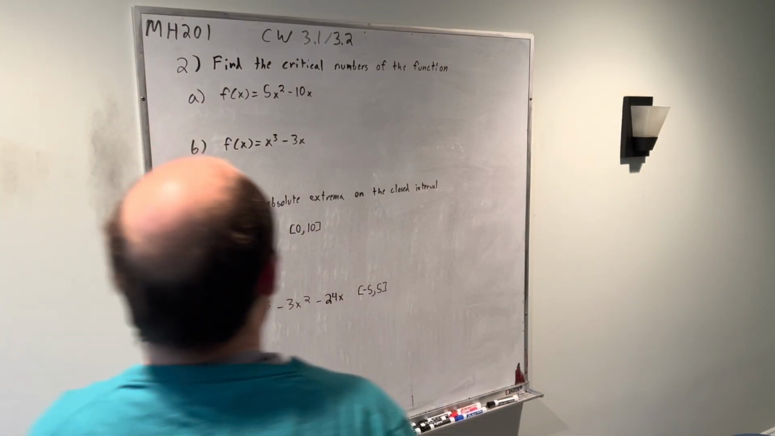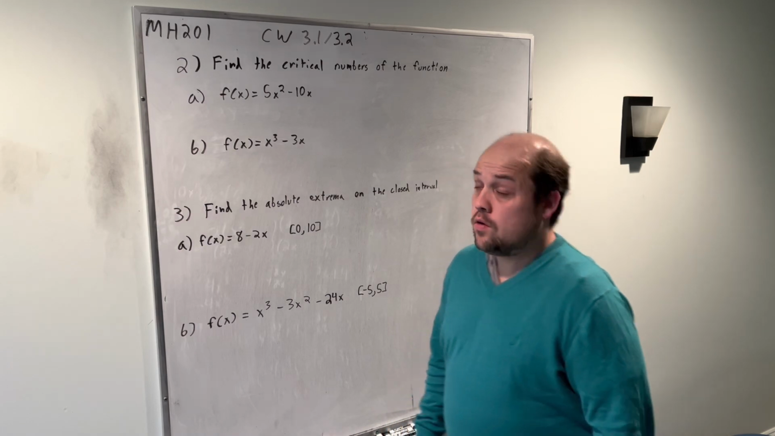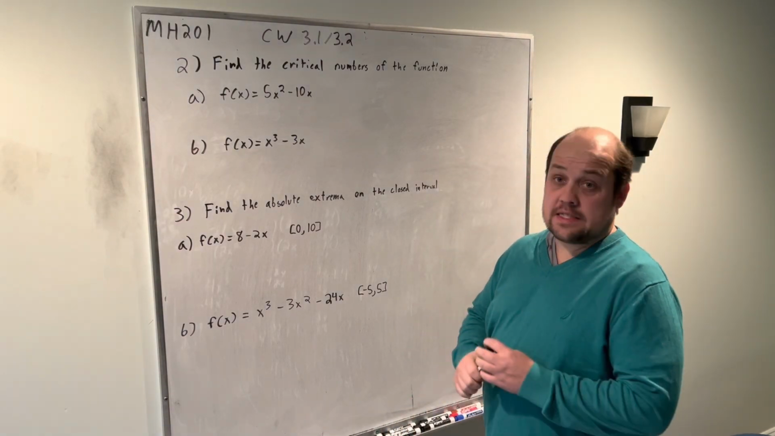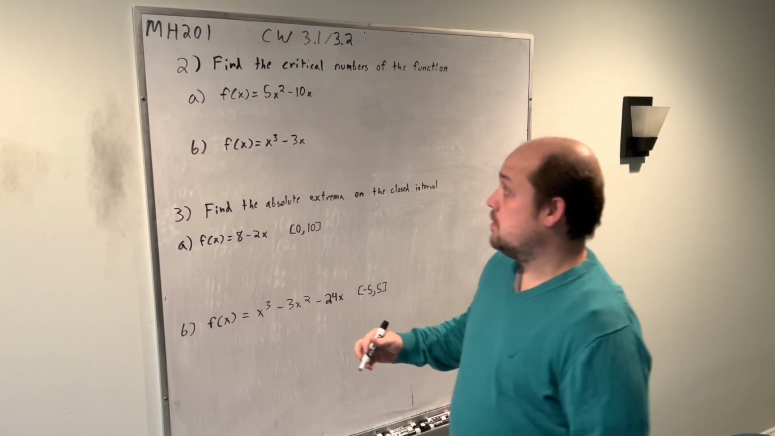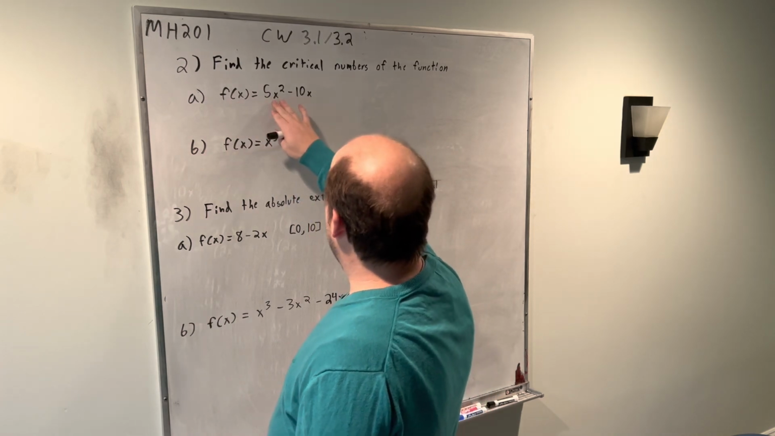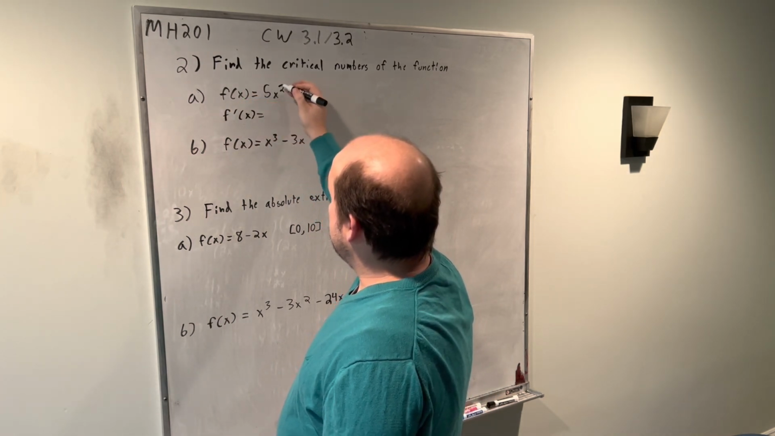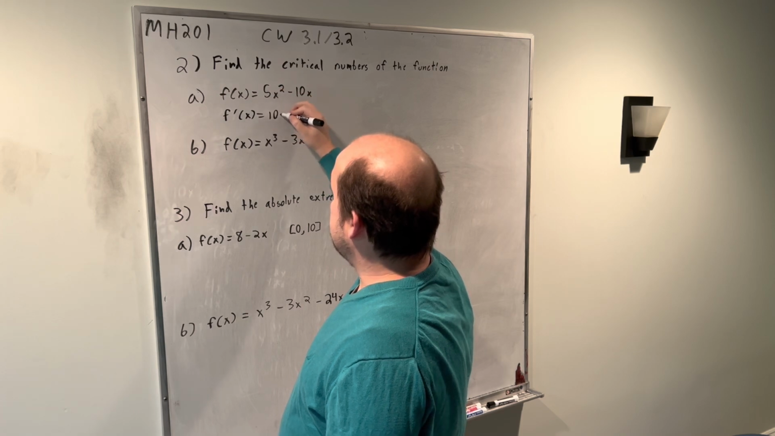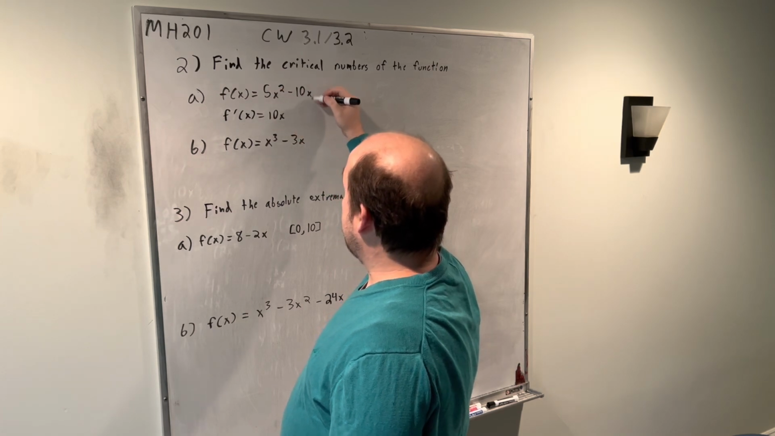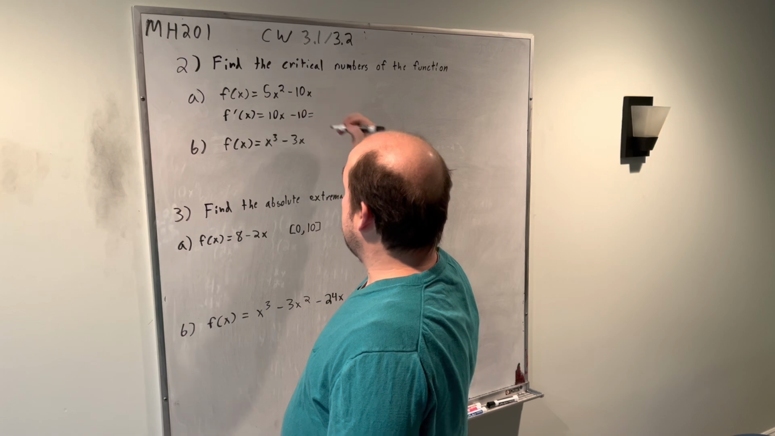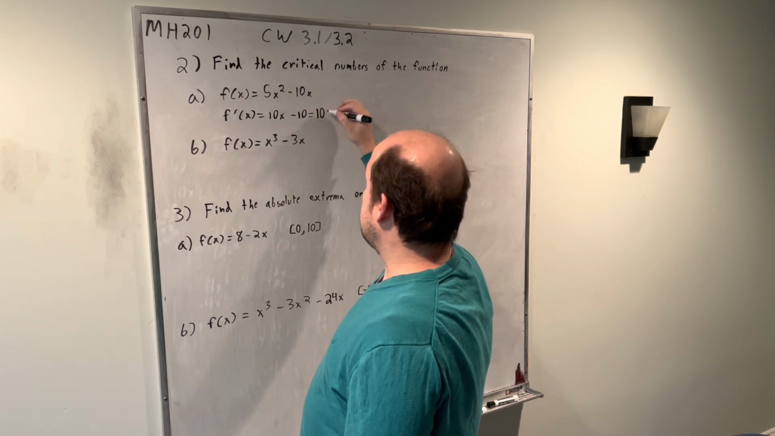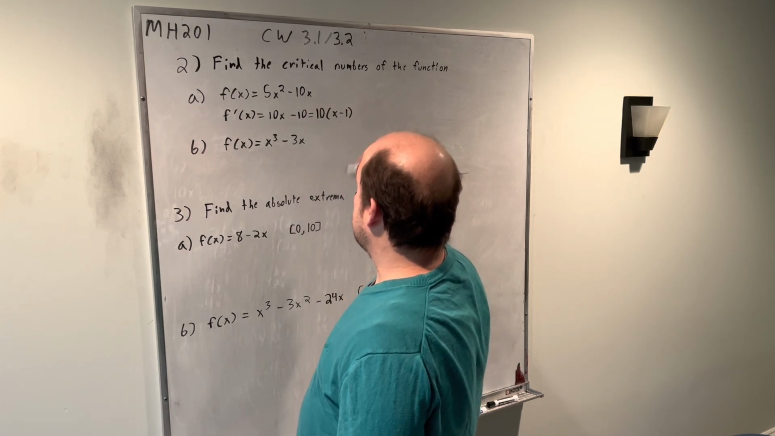Given an equation and asked to find the critical value, we're just going to take the derivative and set the derivative equal to 0. So for this first function, we're given 5x squared minus 10x. If I take f prime of x, 2 comes down times the 5 becomes 10x. -10x, the x drops off and it just becomes -10. If I factor this, it becomes 10 parentheses x minus 1.